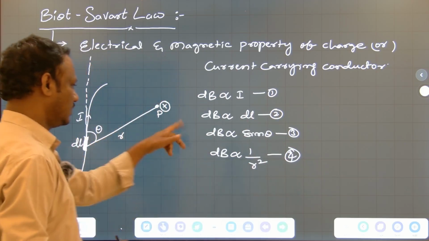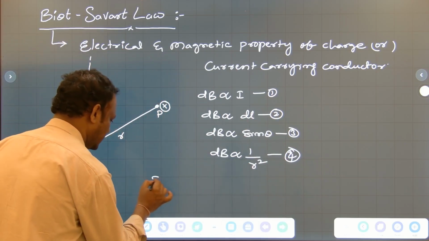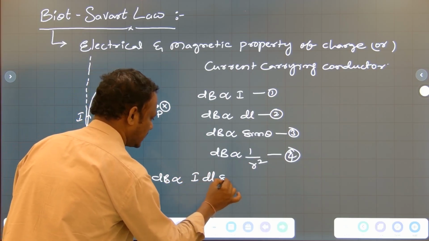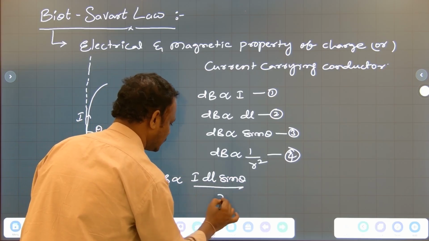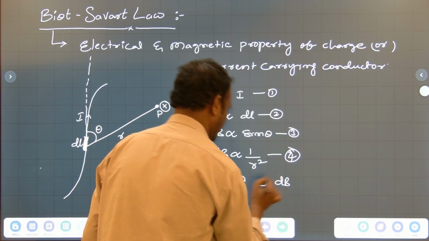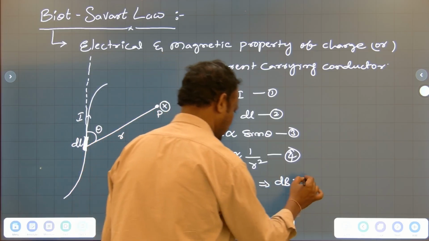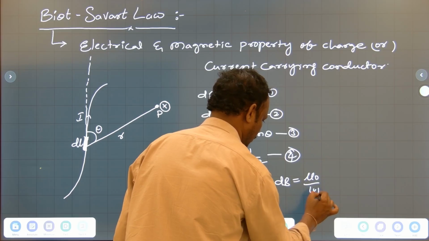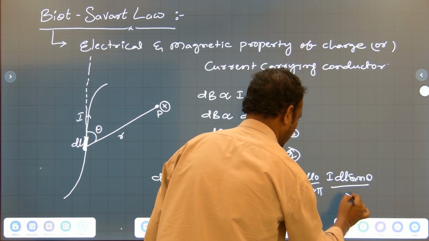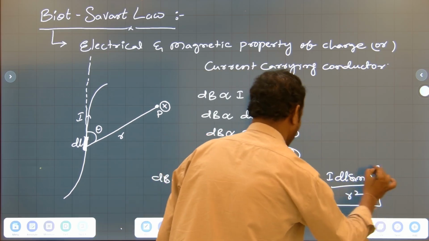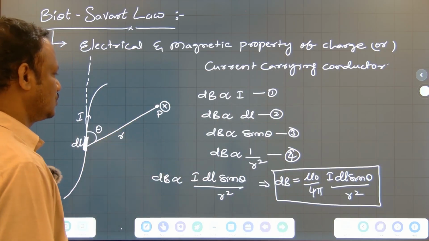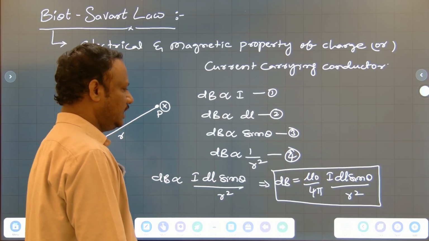From the above relations, we can write dB is proportional to I dl sin theta by r square. If we remove the proportionality, we introduce a constant: dB equals mu naught by 4 pi times I dl sin theta by r square. This is the relation for the magnitude of the magnetic field at this position.